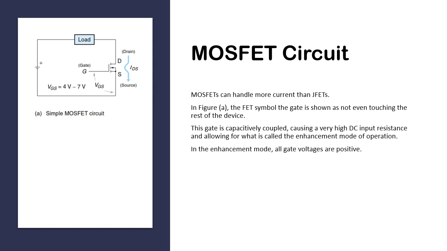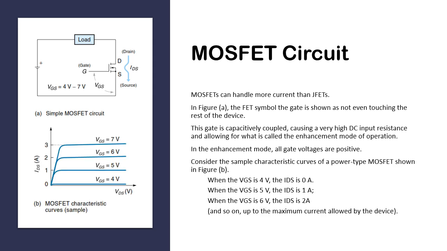Consider the sample characteristic curves of a power type MOSFET shown in Figure B. When the VGS is 4 volts, the IDS is 0 amps. When VGS is 5 volts, the IDS is 1 amp. And when VGS is 6 volts, the IDS is 2 amps. And so on, up to the maximum current allowed by the device.